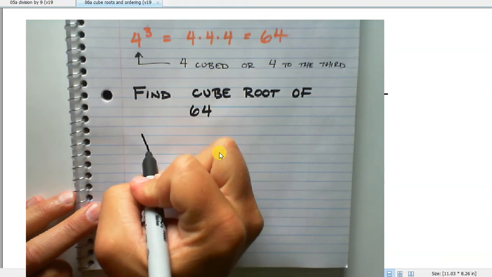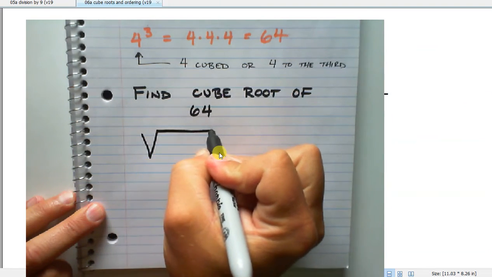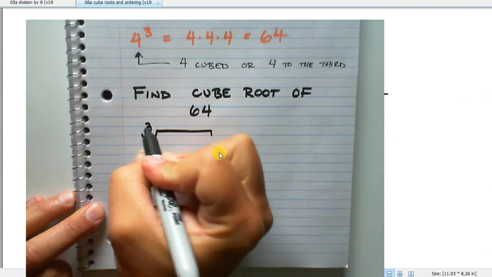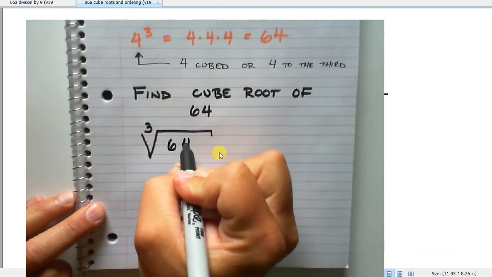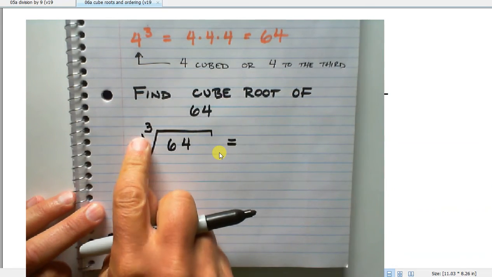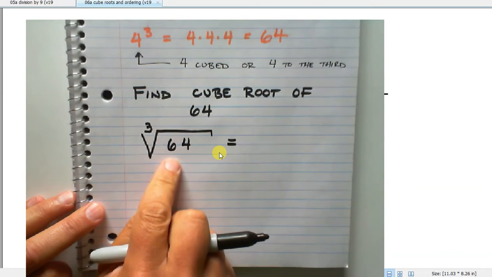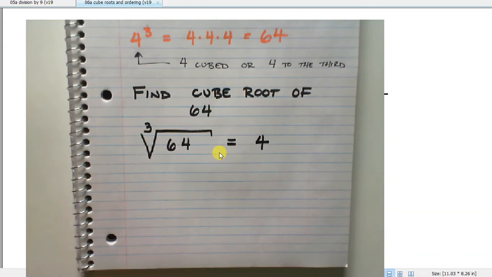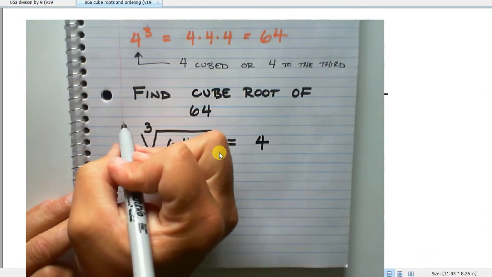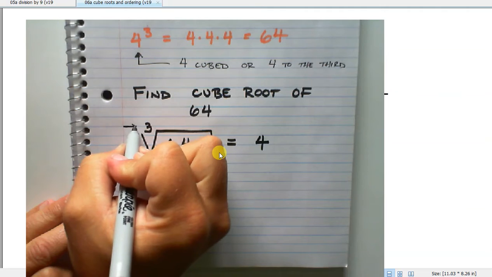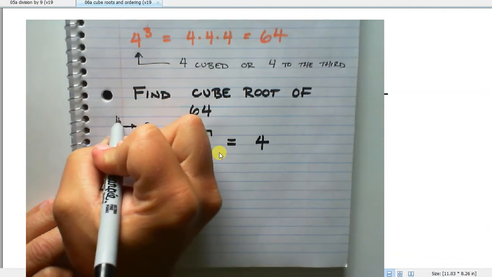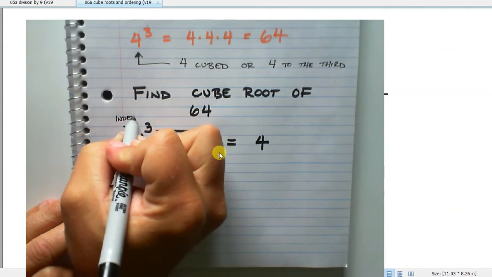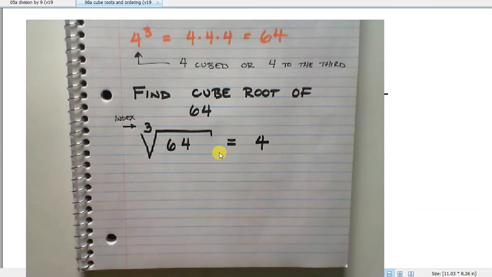This is what it looks like. So now it's saying what times itself 3 times equals 64, which is 4. And that little 3 right there is called the index. I have an index of 3. The cube root of 64 is 4.